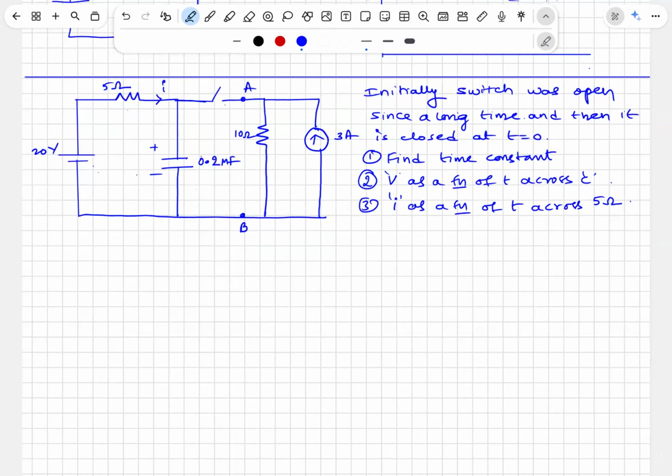Now the first part of the question, try to understand the time constant. Now please try to understand at t equal to 0. What is the drop across the capacitor? Just after closing the switch, what is the drop across the capacitor?